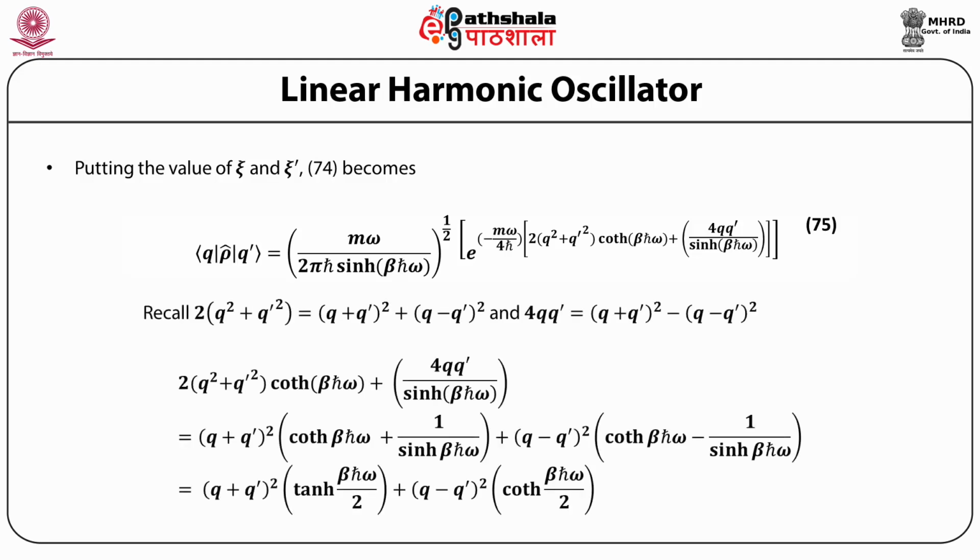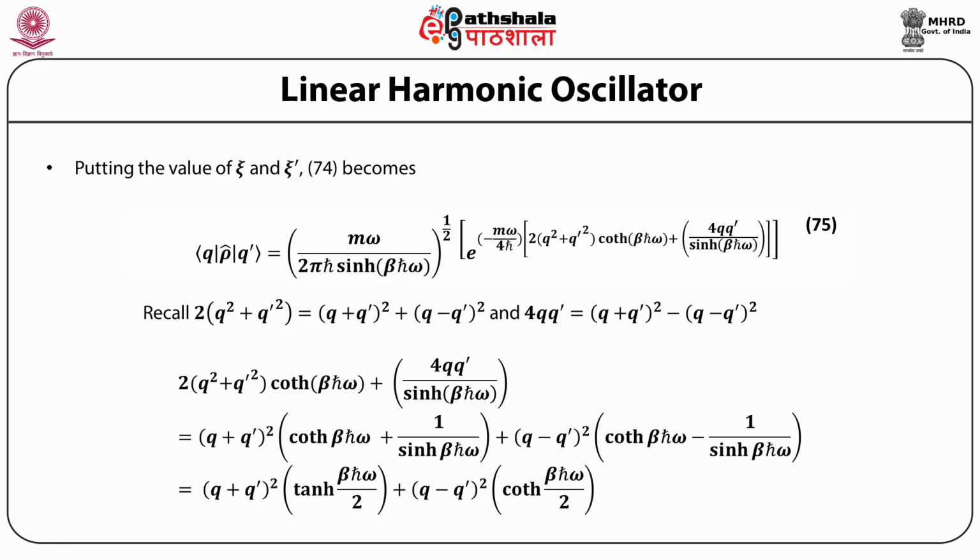Recall 2 times q square plus q dash square, which is 2 times the sum of two squares, is equal to q plus q dash whole square plus q minus q dash whole square, and 4 q q dash is equal to q plus q dash whole square minus q minus q dash whole square.